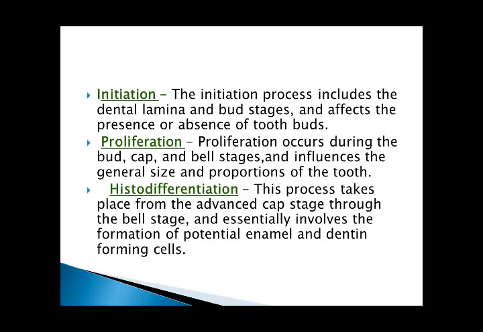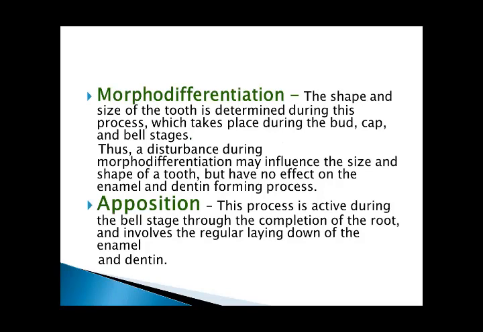Third is the histodifferentiation. This process takes place from the advanced cap stage through the bell stage and essentially involves the formation of organizational enamel and dentine forming cells. Fourth is the morphodifferentiation. The shape and size of the tooth is determined during this process, which takes place during the bud, cap, and bell stages. A disturbance during morphodifferentiation may influence the size and shape of the tooth, but have no effect on the enamel and dentine forming process.